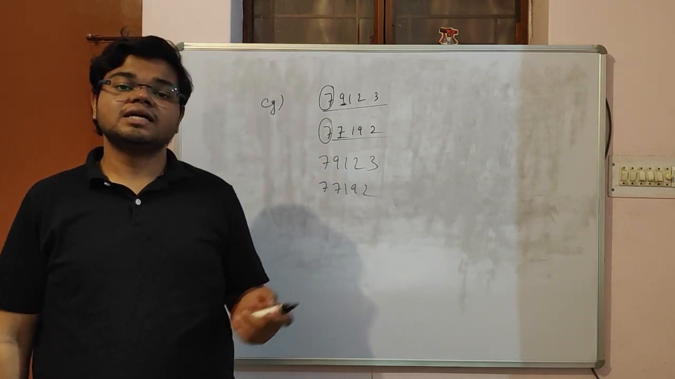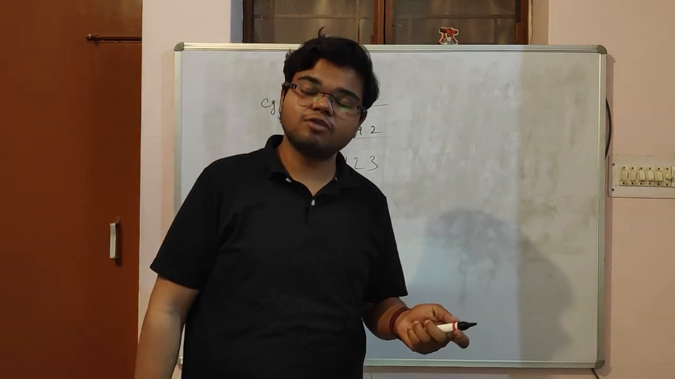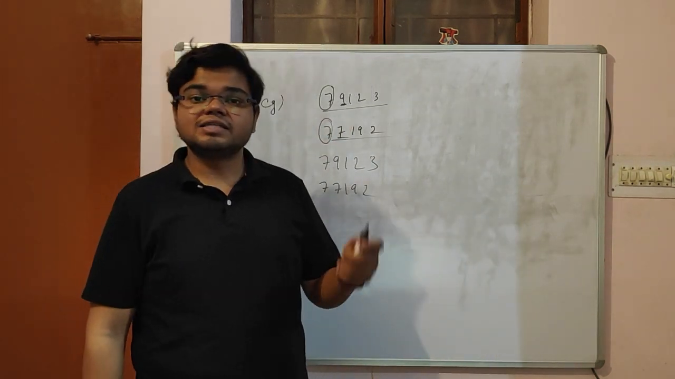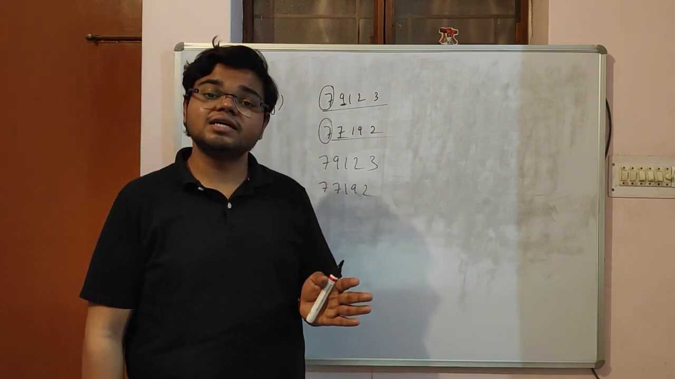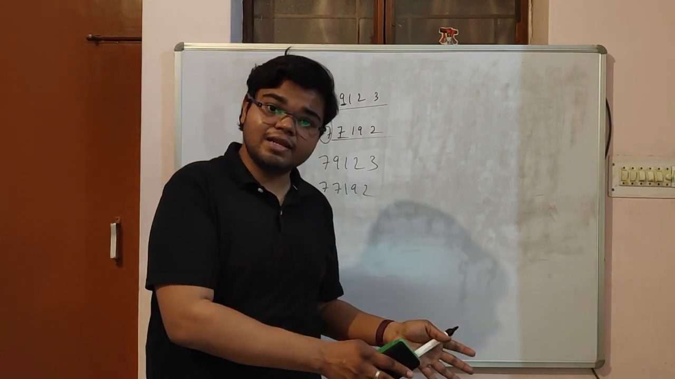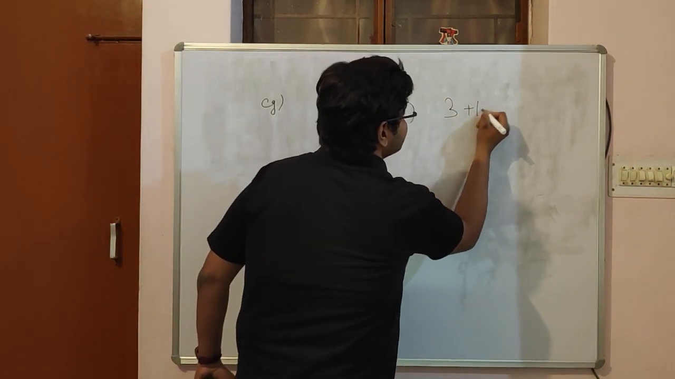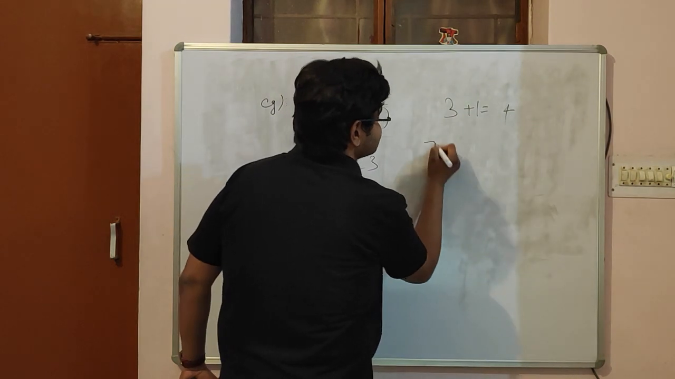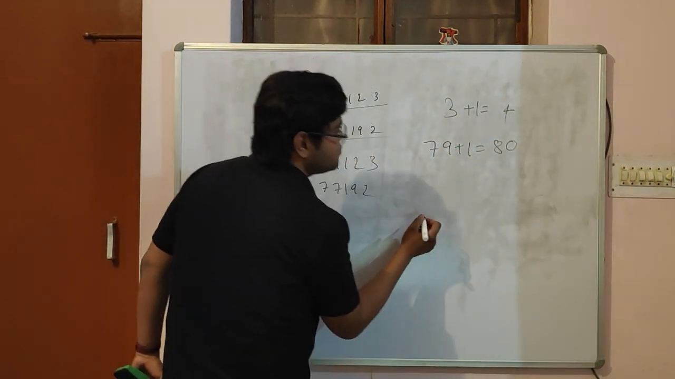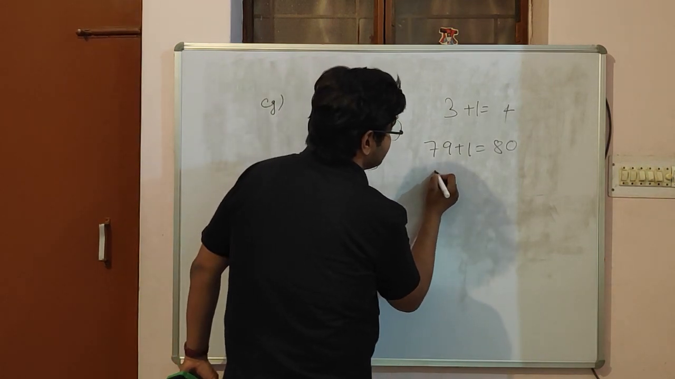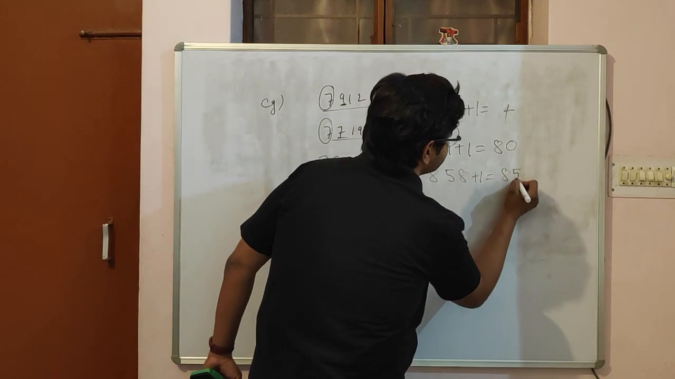What was successor? If we add 1 to a number, we get the successor of a number, or successor is 1 more than the given whole number and predecessor is 1 less than the given whole number. What is the successor of 3? 3 plus 1 equals 4. What is the successor of 79? 79 plus 1 equals 80. What is the successor of 858? We will add 1 and it will be 859.